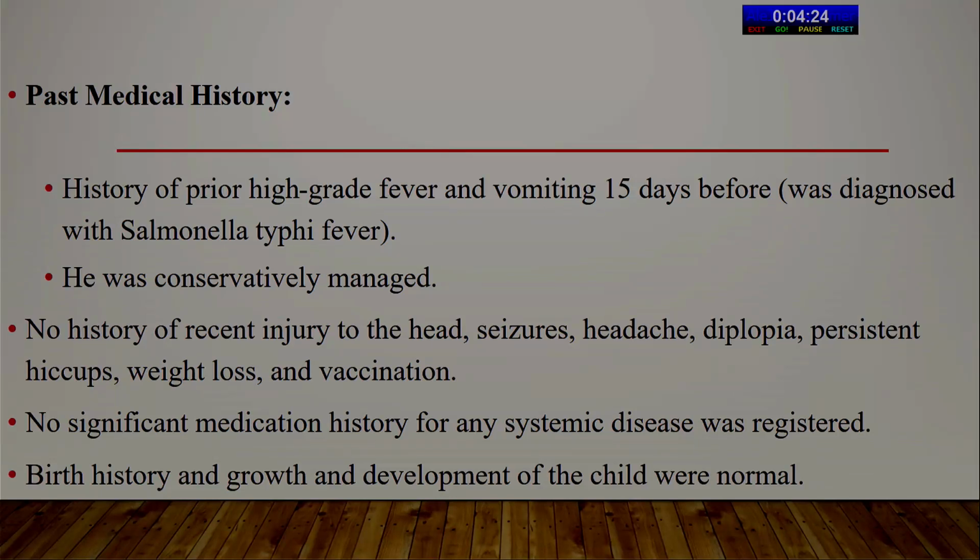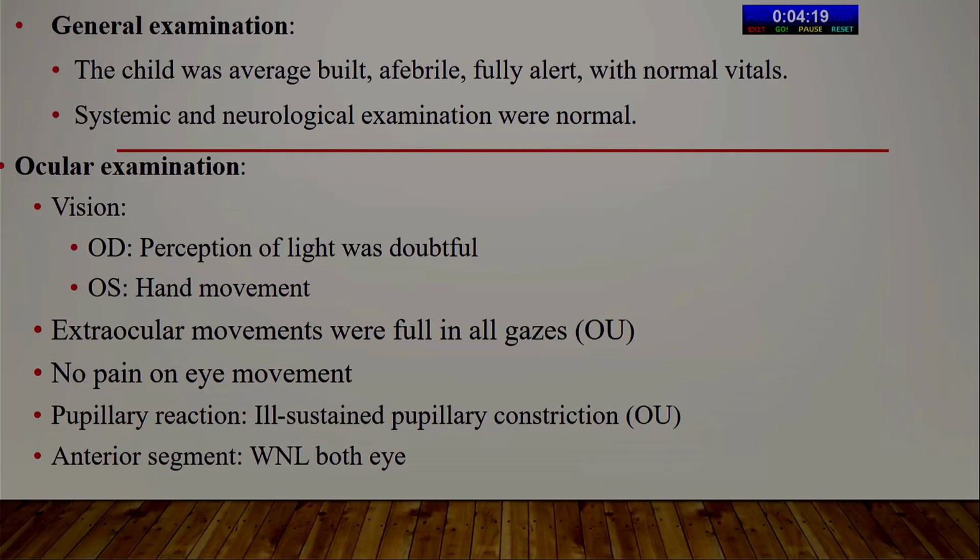The birth history, the growth and development of the child were normal. On general examination, the child was of average build, afebrile, fully alert with normal vitals. The systemic and the neurological examination were normal. Now coming to the ocular examination, vision: in the right eye, the perception of light was doubtful. In the left eye, it was hand movement. Extraocular movements were full in all gazes. No pain on eye movement was recorded.